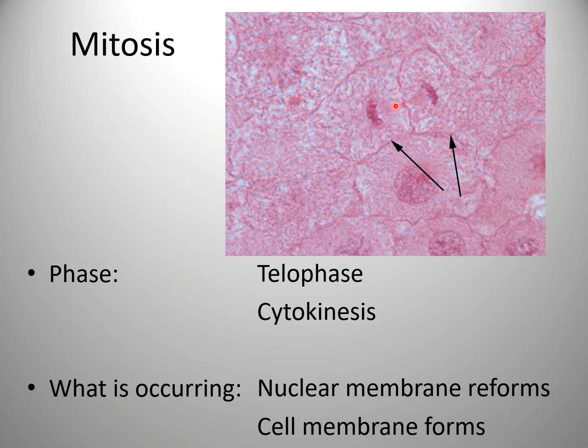So you're going to start to see a nuclear membrane that reforms around those sets of chromosomes. And you're going to start to see what's called the cleavage furrow. So that's this indentation. Because the next step is that the cell has to split the cytoplasm. So we'll go into what's called cytokinesis, where that cytoplasm splits and you have the complete formation of two cells.